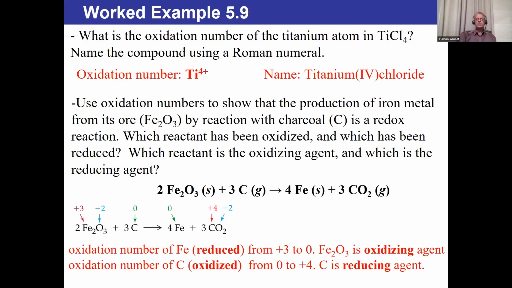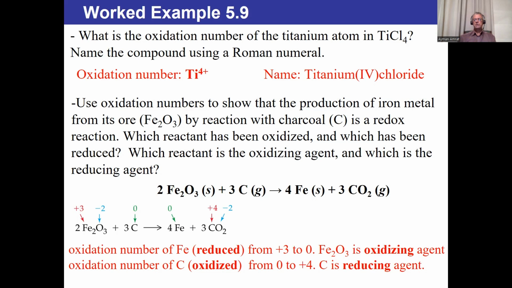Example: what is the oxidation number of titanium in titanium chloride? The oxidation number of titanium is +4. Cl is -1, with 4 ions, that is 4 minus, so titanium should be +4, and the name is titanium(IV) chloride.